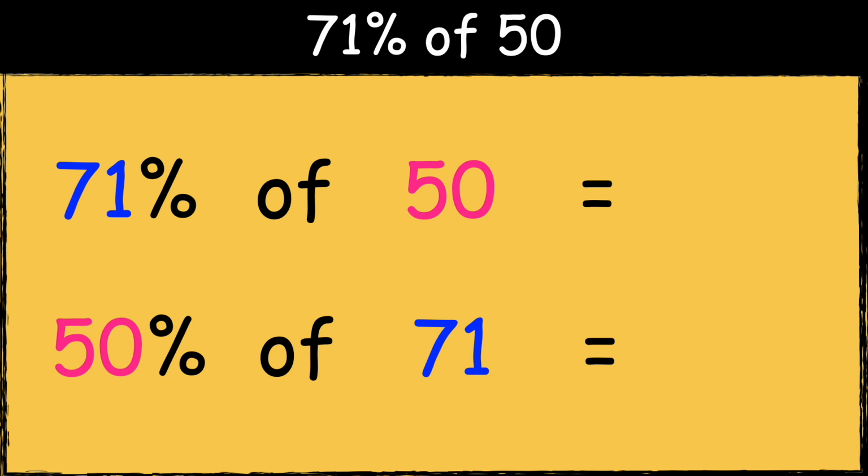So if you're faced with a tricky calculation in your head and you notice an easy number like 50 or 25 or 10, just swap them. So 50% of 71, we just have to half it. So the answer is 35.5.